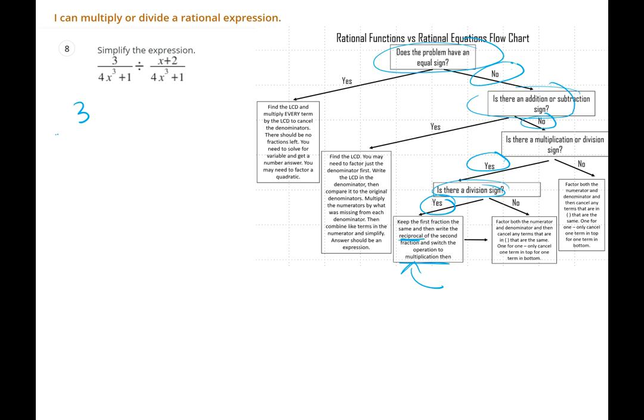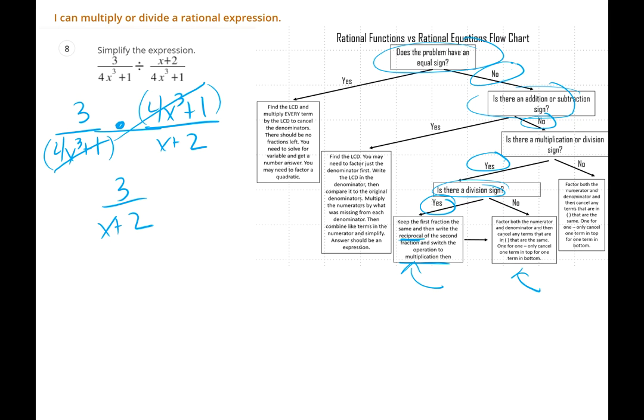So I'm keeping the first term, 3 over 4x cubed plus 1. And I'm switching to multiplication, and I'm flipping the reciprocal on the second term. And you'll notice, if I made this one big fraction bar, because now I'm supposed to simplify just like I did the multiplication problem, these two things cancel, and I'm left with 3 over x plus 2.